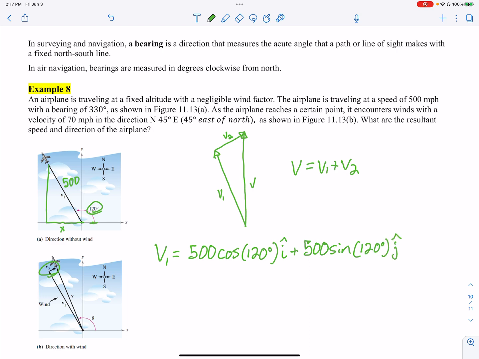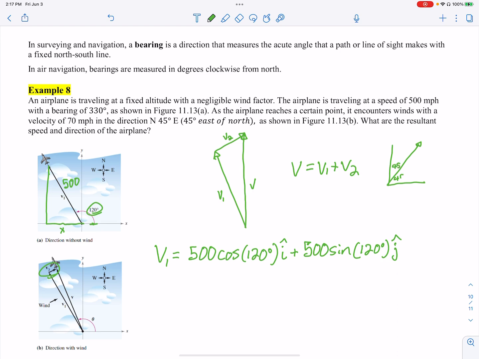That's V1. Now V2, I'm going to draw V2, okay, it looked like this. And they said 45 degrees east of north, which means this is also 45 degrees. That sums up my triangle pretty quick. They told us that the magnitude of this vector, this is V2, was 70. So V2 is going to be 70 cosine the angle we're looking at, which was 45 degrees, i plus 70 sine 45 degrees j.